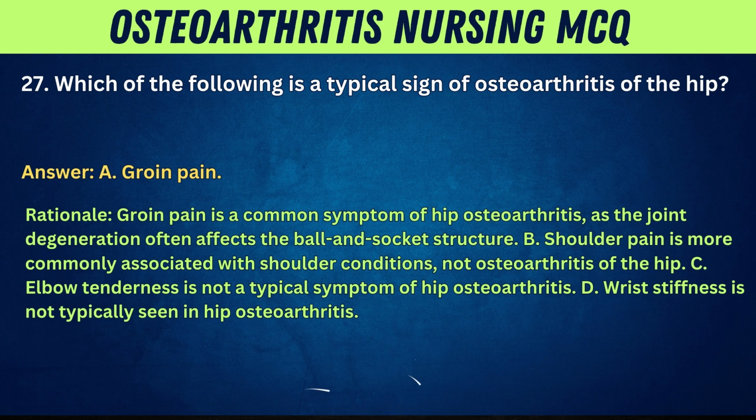B. Shoulder pain is more commonly associated with shoulder conditions, not osteoarthritis of the hip. C. Elbow tenderness is not a typical symptom of hip osteoarthritis. D. Wrist stiffness is not typically seen in hip osteoarthritis.